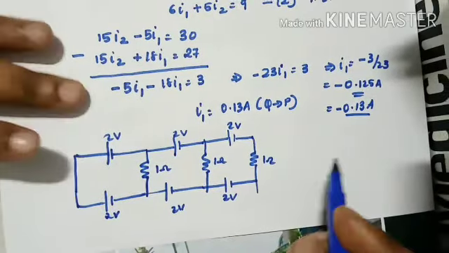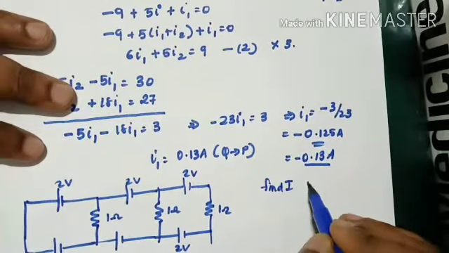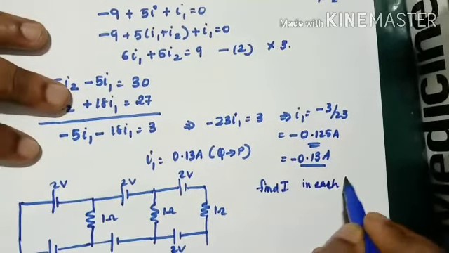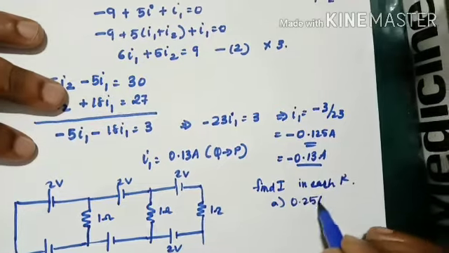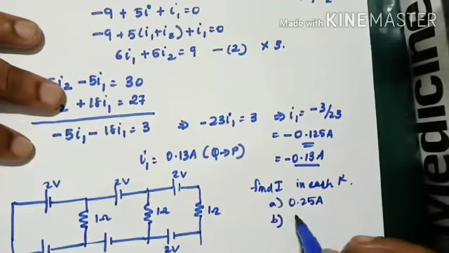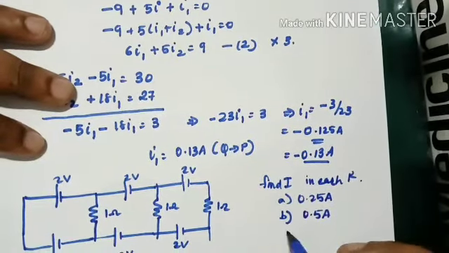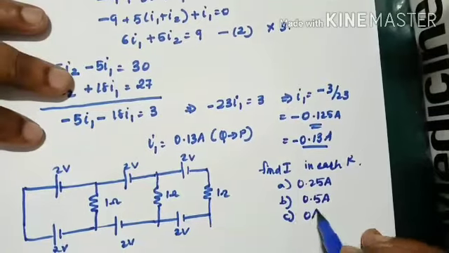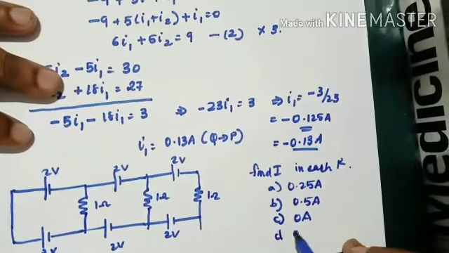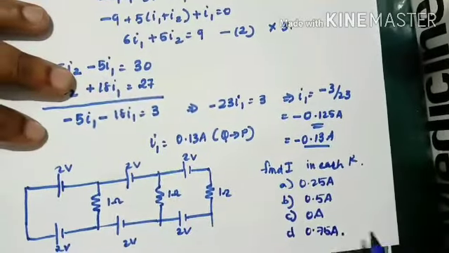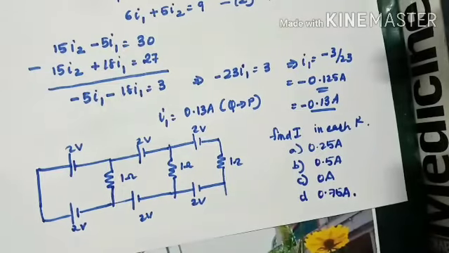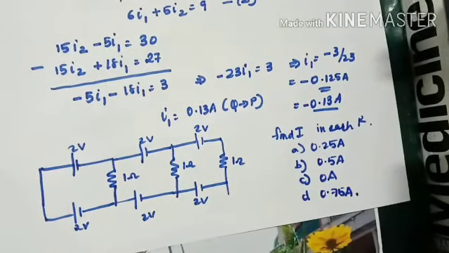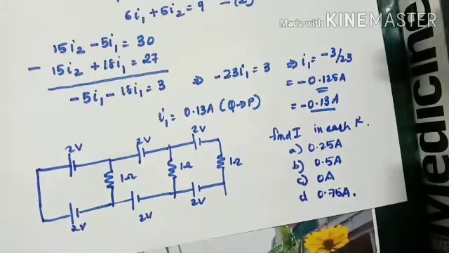Okay, find current in each of the resistors. Option A is 0.25 ampere, option B is 0.5 ampere, option C is 0 ampere, and option D is 0.75 ampere. Let's see how many of you guys can solve it without my help. Pause the video, try to do it by yourself, guys, and I'm sure you would have got the answer very easily also.